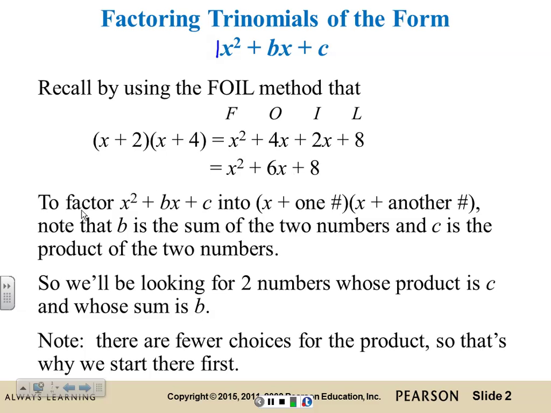So to factor x squared plus bx plus c into a binomial times a binomial, note that b, to get this middle term, what we did is we added these two numbers. And to get c, to get this 8, we had to multiply two numbers. So what we're going to be looking for is two numbers which we can multiply together to get that last term, but add together to get that middle term. There are fewer choices for the products, so that's what we're going to start with. We're going to start by trying to multiply things rather than adding things.